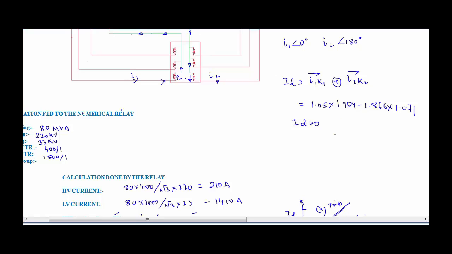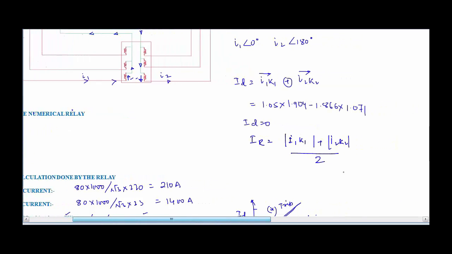And now regarding the value of IR, it has a formula of modulus of I1 into K1, plus modulus of I2 into K2, and the total is divided by 2. So it's obvious that its value is going to be 2, so IR will be 2 in this case.